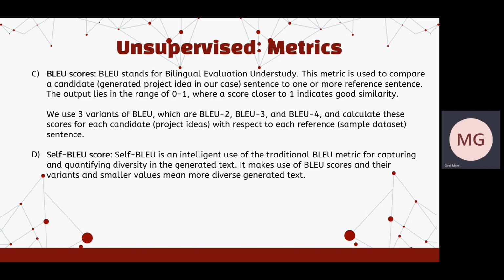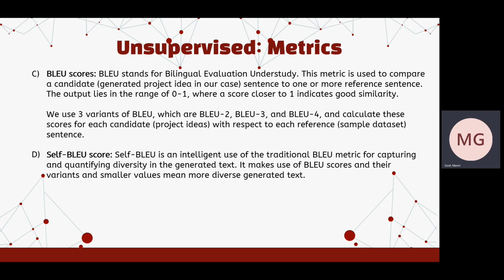For our use case, we want this score to be as low as possible, and we set a threshold of 0.39 to categorize a sentence as unique or not unique. We use three variants of BLEU for our projects, which are BLEU 2, BLEU 3, and BLEU 4, where these numbers indicate the number of words that we take to perform the BLEU score on.